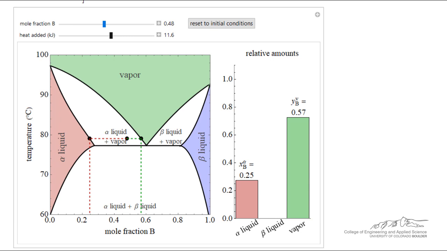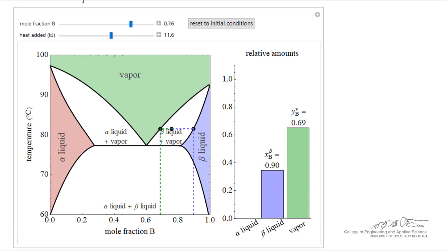This behaves the way we normally are used to a binary system in which liquids are completely miscible. We have liquid and vapor in equilibrium. The relative amounts can be determined from the diagram by the lever rule. And then if I move the mole fraction over to here, then we have beta liquid in equilibrium with vapor, and again the relative amounts determined by the lever rule.